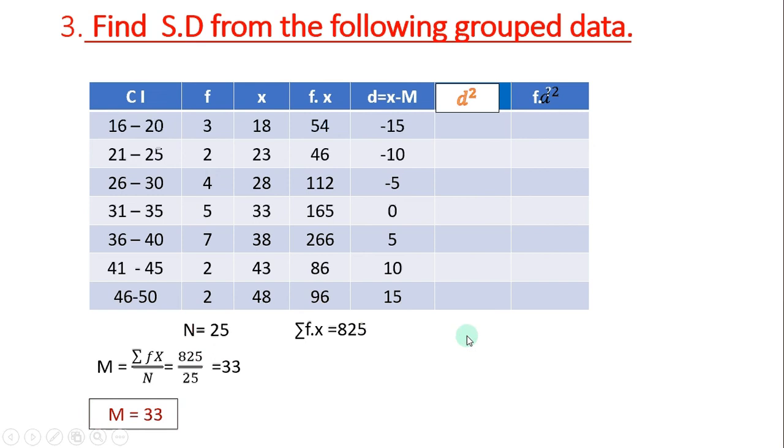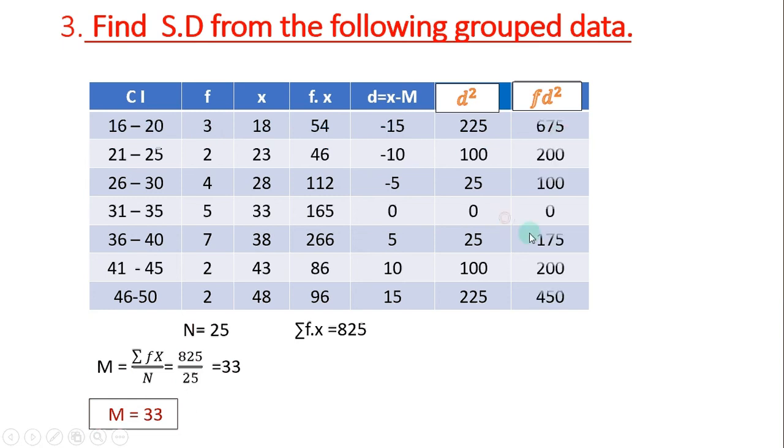Next step is d square. Square all the d's and we get 225, 100, 25, 0, 25, 100, 225. Now fd square. F here is 3, 2, 4, 5, 7, 2, 2, multiplied by d square. 3 times 225 is 675, then 200, 100, 0, 175, 200, 450. Now add all fd square. What do we get? Sigma fd square is equal to 1800.